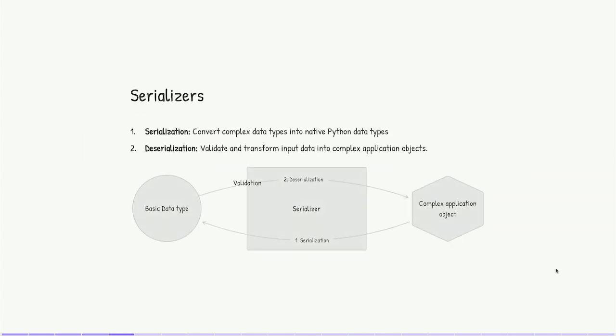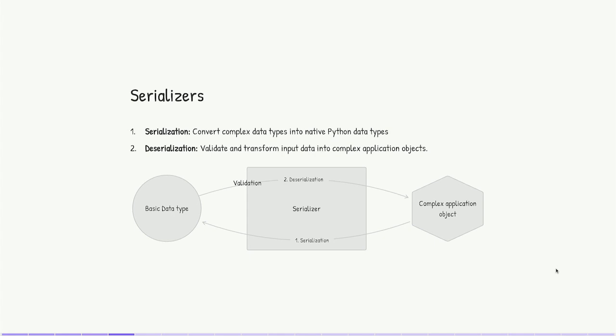So let's start with serializers. What are serializers? The basics are serializing data and deserializing data. Serializing is converting complex data types that you got in your application, complex Python objects. When working with Django, that would usually be Django models, but not necessarily. And deserialization, that's the other way around. You receive data from the outside, and you need to validate it, parse it, and convert it into these application objects you have.